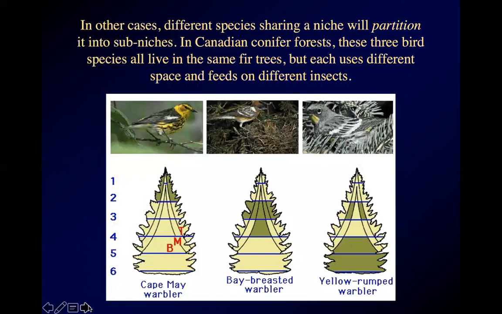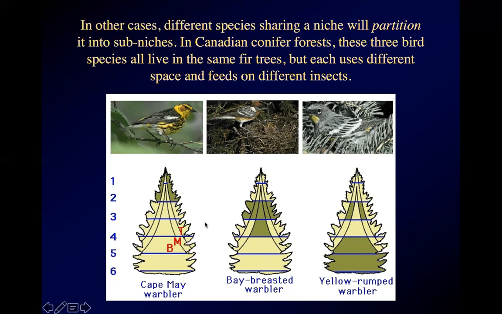But if you want to see neat examples of niche partitioning, here's one. Down below, you've got diagrams of fir trees, conifer, Christmas trees, trees bearing cones, growing up in Canada. And I think this was a guy named Robert May, discovered that you had 3 species of bird all living in the same trees.